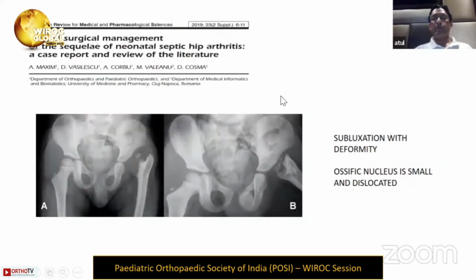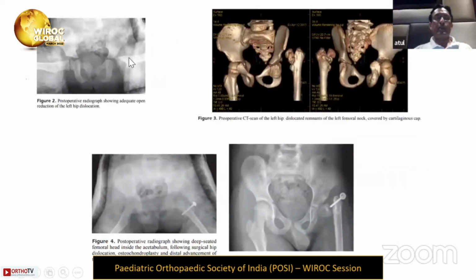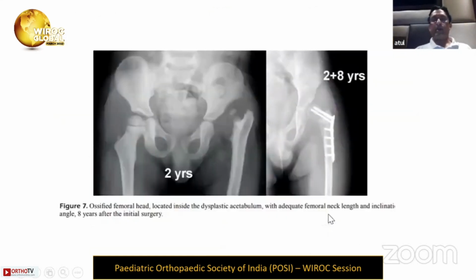Just digressing from some of the difficult deformities, this child had a subluxation with deformity. The ossific nucleus was very small. In this paper, these authors did the open reduction first. It didn't succeed, so they did a 3D CT scan. But by that time, the head had grown to some extent. So they did a redo surgery, this time using the SSD approach with trochanteric distalization as well. And then as the child got a reasonable head, they then did valgus osteotomy.